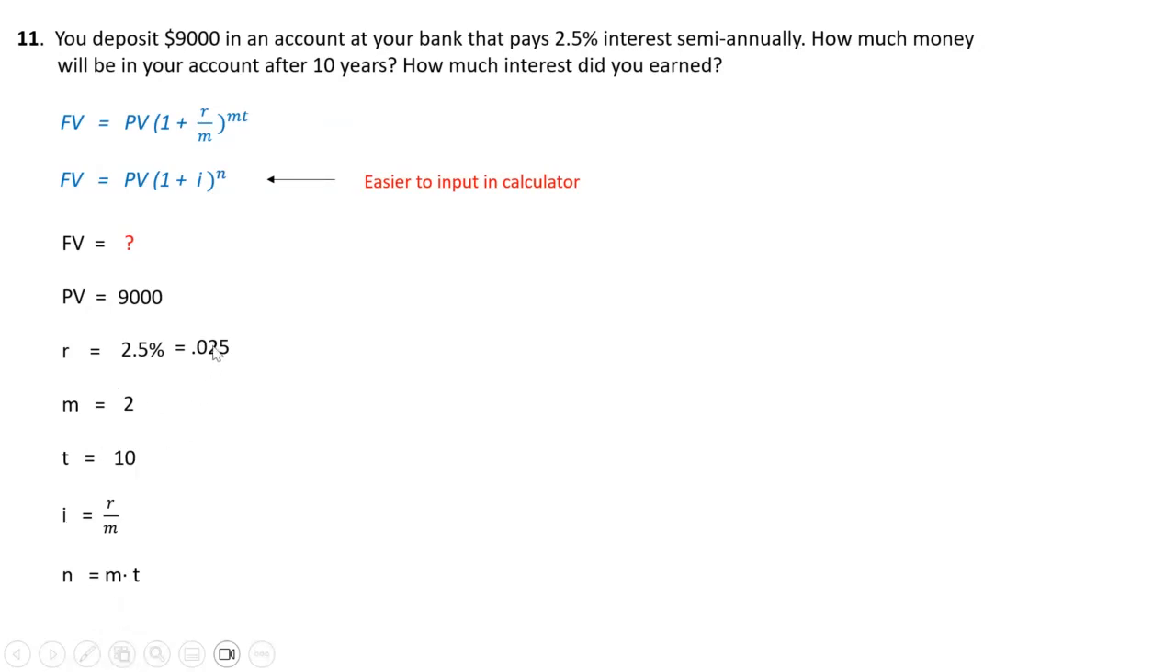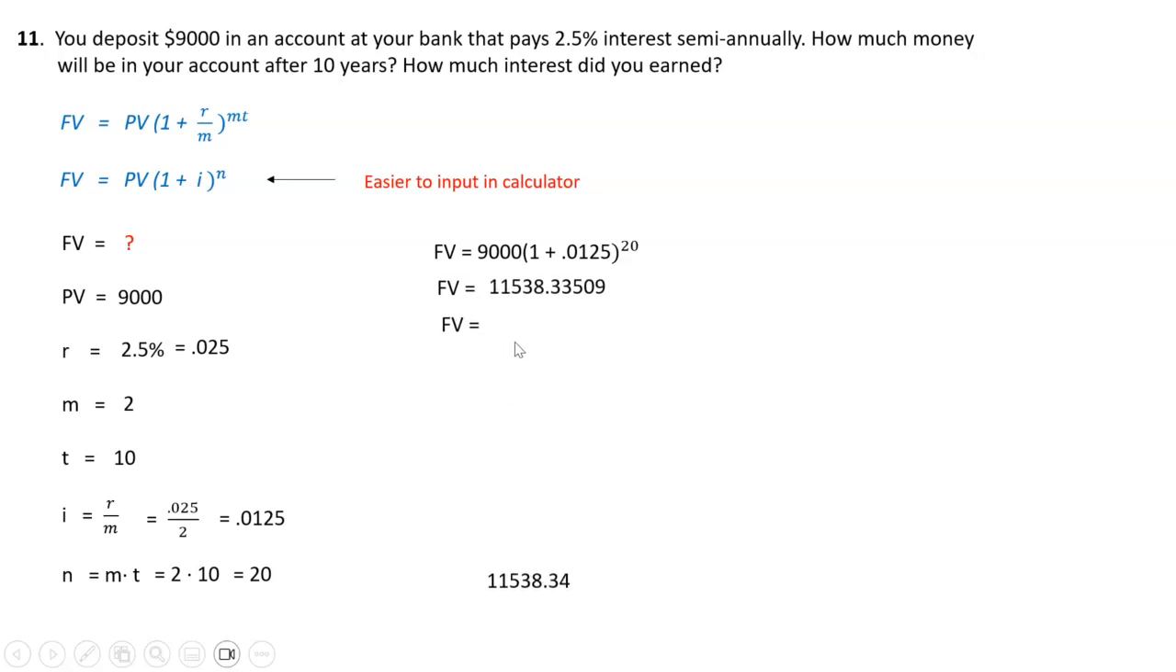So my I will be my R, 0.025, divided by M, which is 2, which will give us 0.0125. And my N is M times T. M times T will give us 2 times 10, which is 20. Now everything can be plugged into the calculator, guys. All we do is plug it in and we get our result. The answer is $11,538.34 after 10 years.